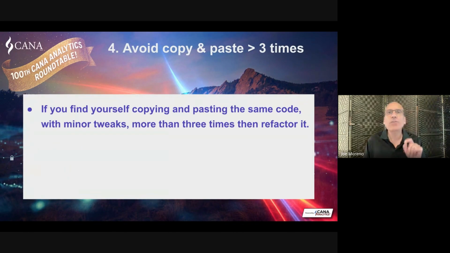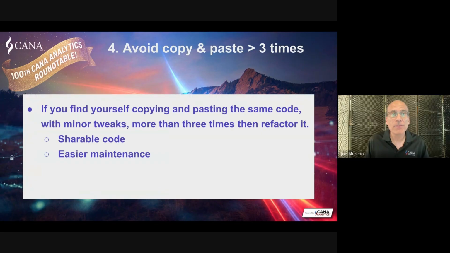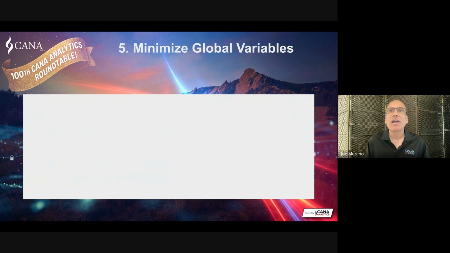If you find yourself copying and pasting the same code you wrote maybe on a previous project with minor tweaks more than 3 times, that's a hint that that is valuable code. So take that and refactor it so that one section of code will work in all those cases. This makes your code shareable, it's easier to maintain, it's more readable, and you end up with a smaller code base. Minimize global variables with one exception.